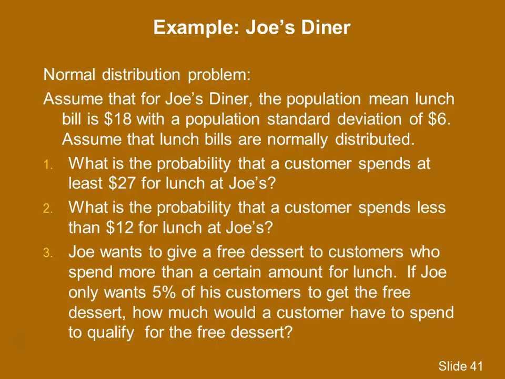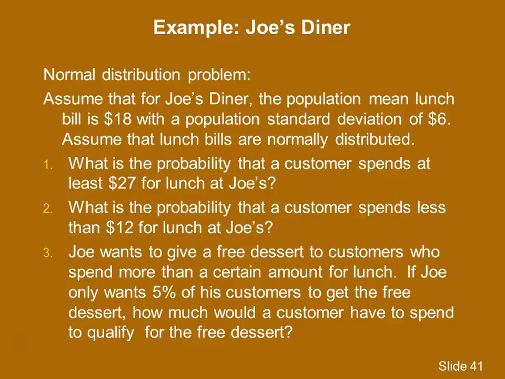Assume we have Joe's Diner, and Joe has found that the mean lunch bill at his diner is about $18 with a population standard deviation of $6. So we'll treat these as the population mean and standard deviation. $18 is the mean, $6 is the standard deviation. And we're going to assume that lunch bills are normally distributed. And we're going to look at three problems here.